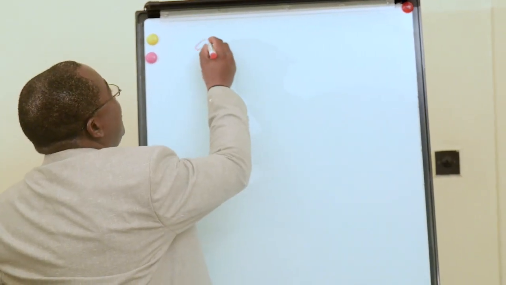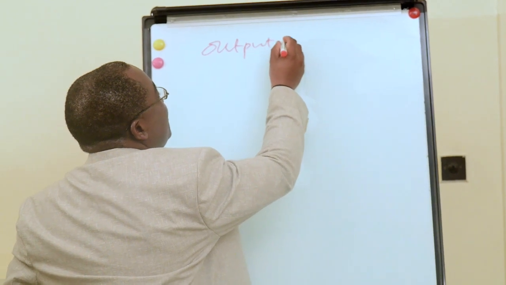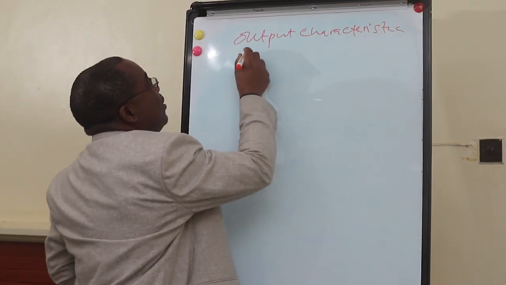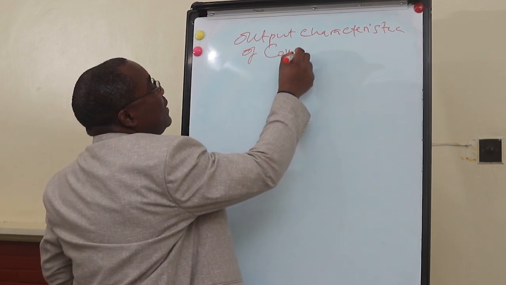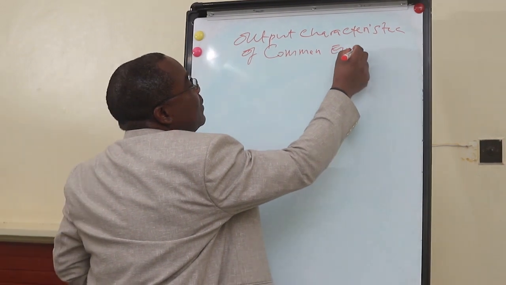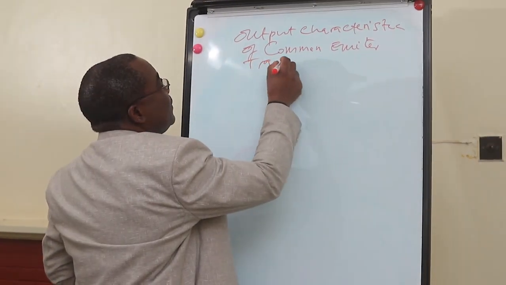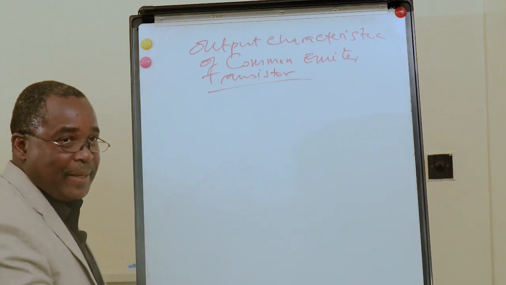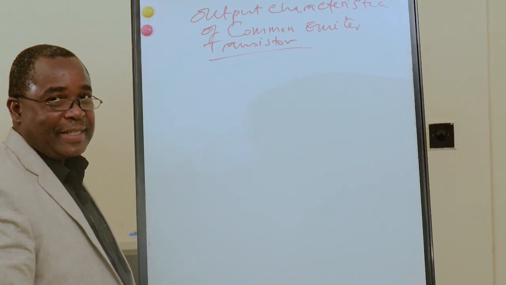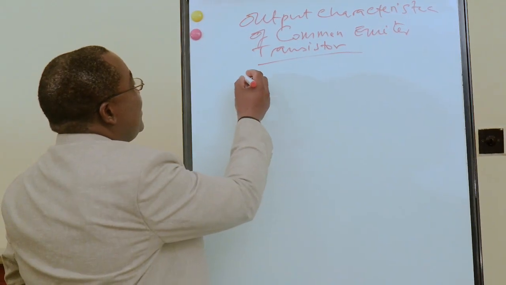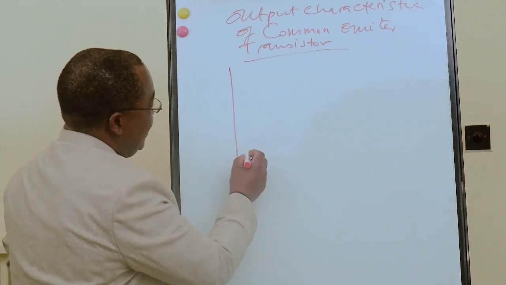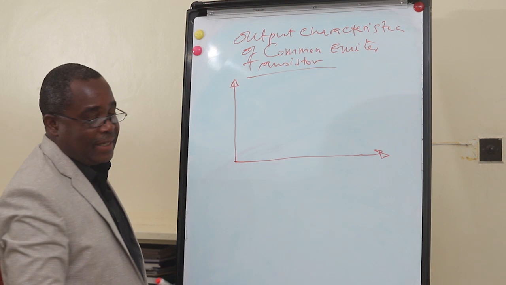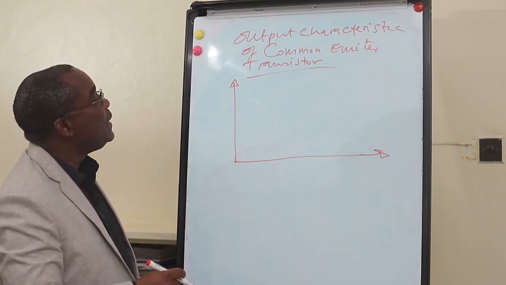Okay, output characteristic of a common emitter transistor. Today we learn the output characteristics of a common emitter transistor. So we'll see the graph which will represent the characteristic of a common emitter transistor.